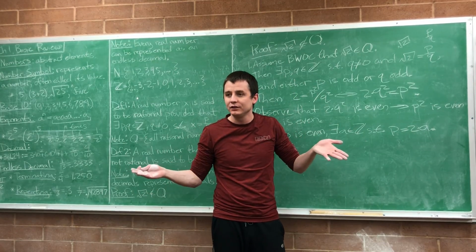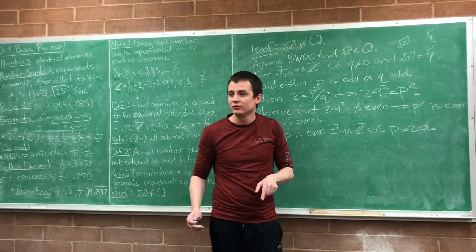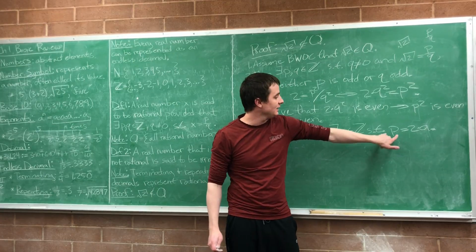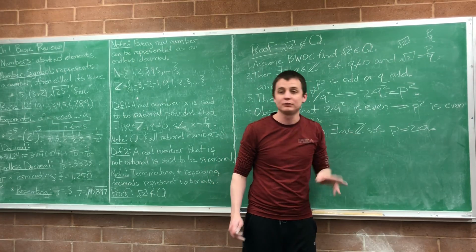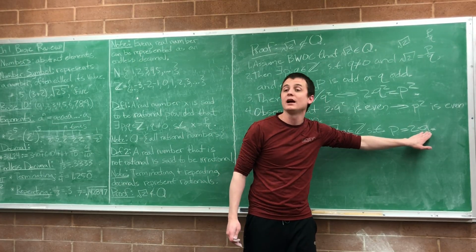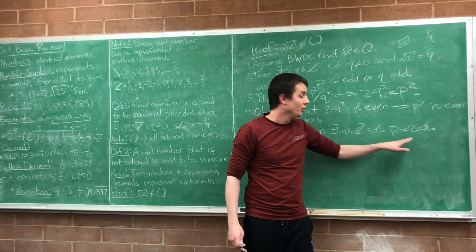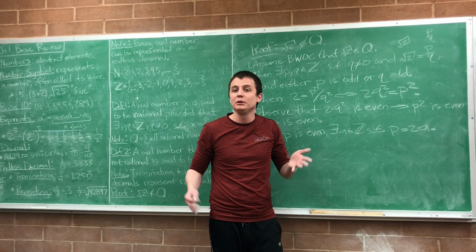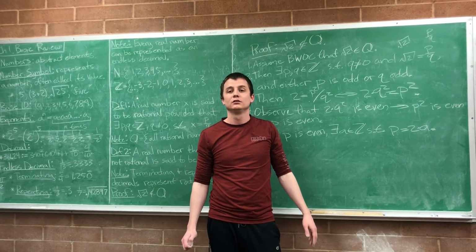How do I know 10 is even? Because it's 2 5s. How do I know 100 is even? Because it's 2 50s. Any even number can be represented as 2 times some other number. Maybe that other number's odd, maybe that other number's even. But if p is even, it's equal to 2 times some integer. That's what you mean by even.